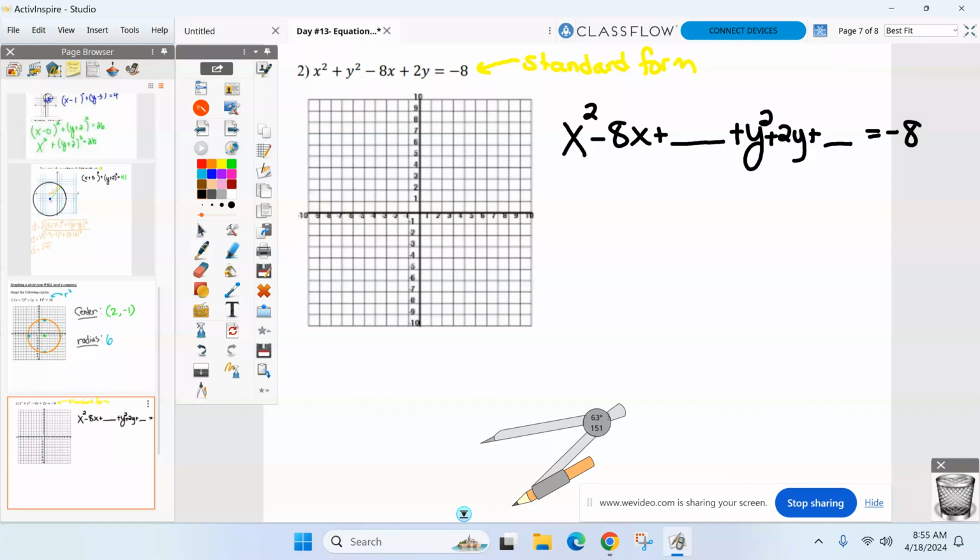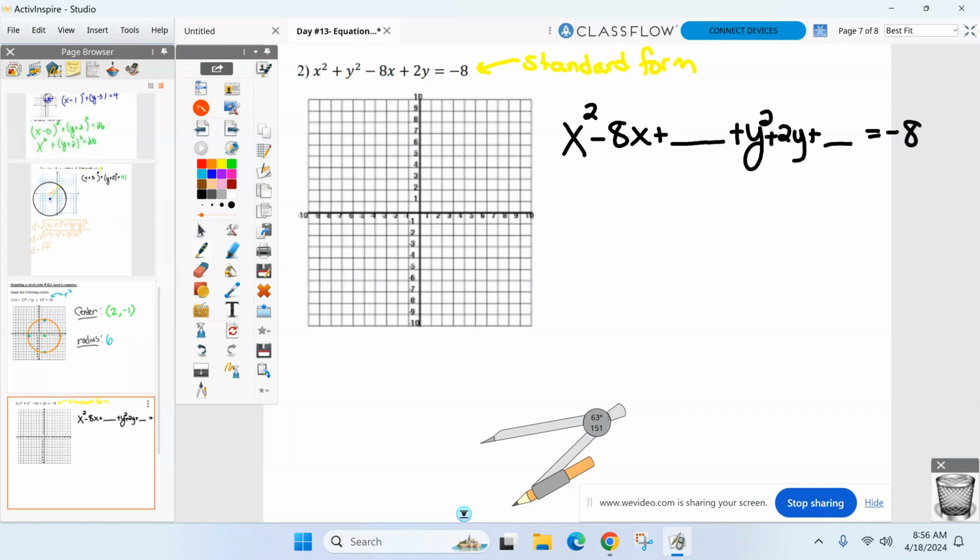Here's the process. I want you to do this in your head or on your calculator. Take the b value. What's the b value for the x's? Negative 8. Ready? Cut it in half. Take half your b value. Everyone got that number in your head? And square it. I don't know if that's starting to sound familiar or not. That's your new c value. You take half your b value and square it.